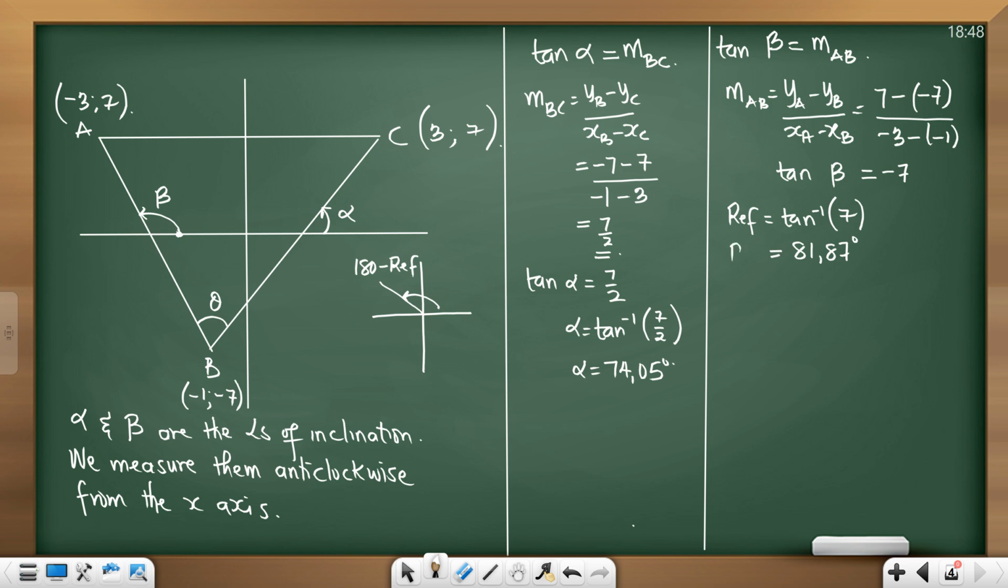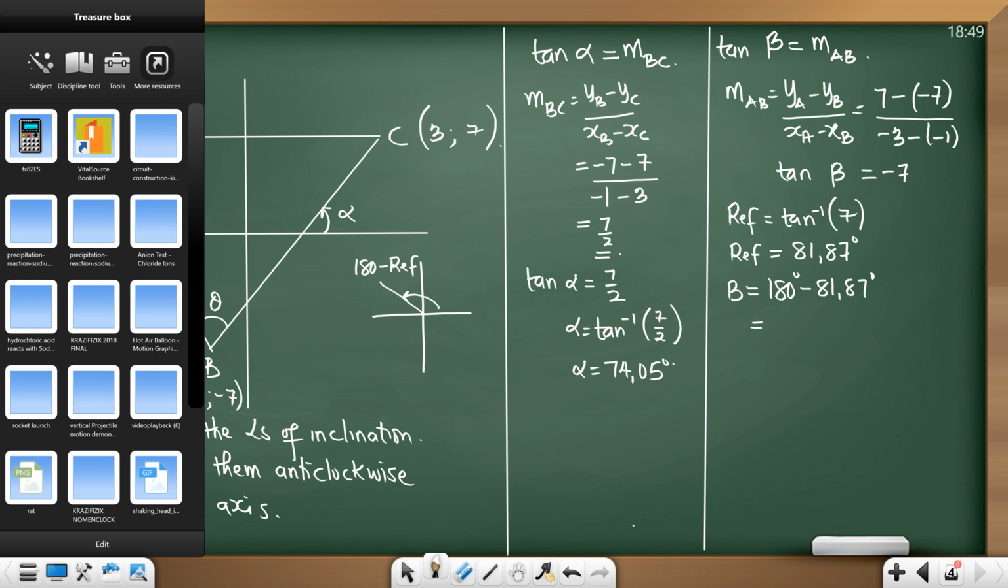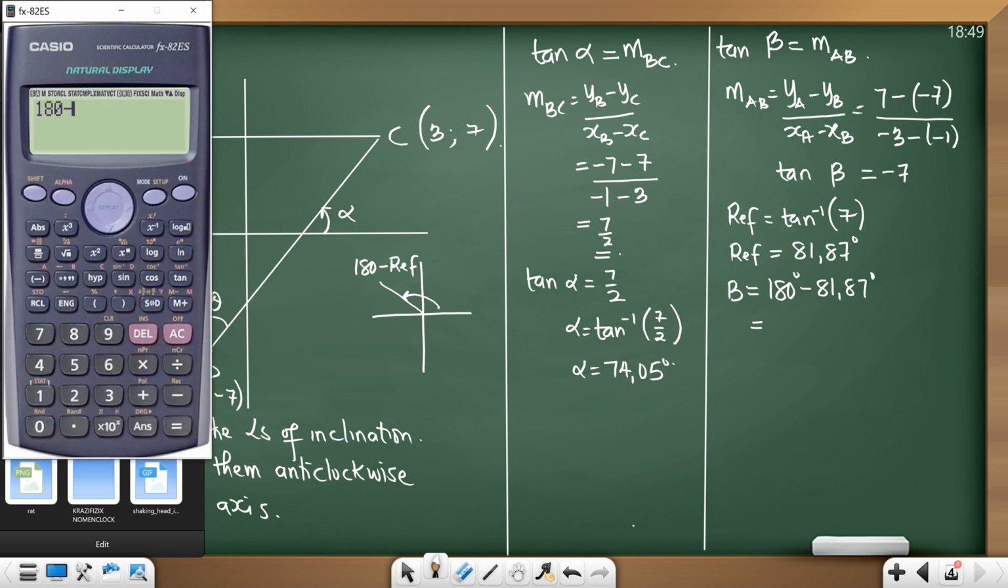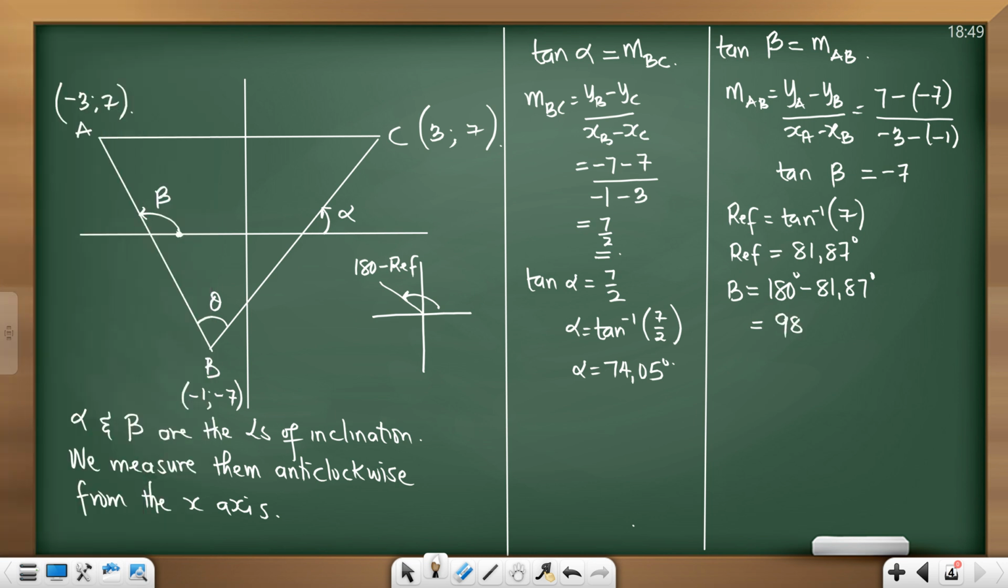But this is only a reference angle. What will my beta be? It's in the second quadrant. 180 minus 81,87. This is very important. It is an obtuse angle, so it must be greater than 90. 98,13. Trigonometry. 98,13. I don't know if we are on the same page.